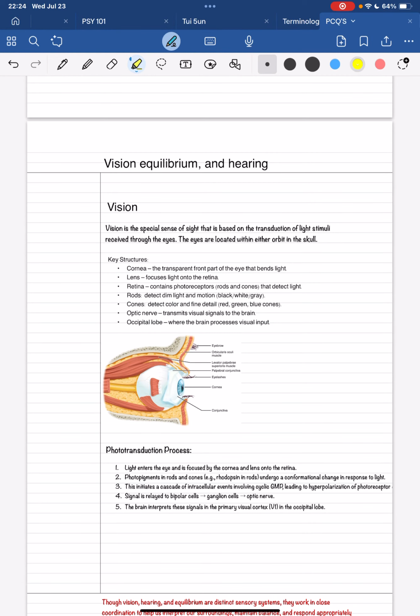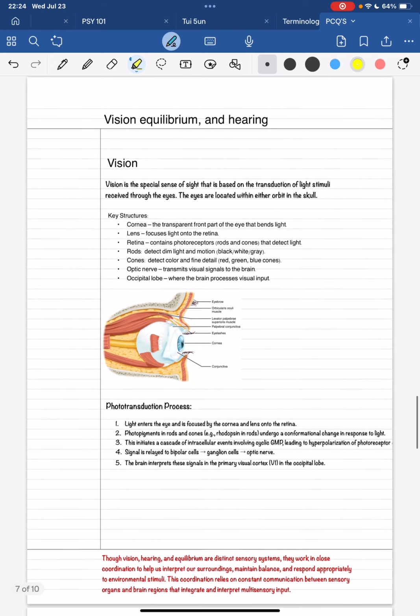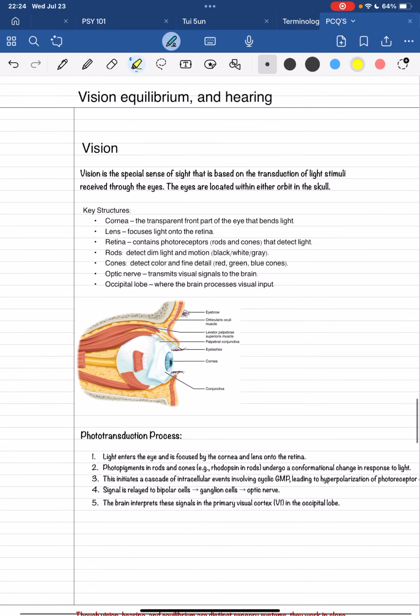For our final PCQ, I'll be covering vision, equilibrium, and hearing. Vision is the special sense of sight that is based on the transduction of light stimuli received through the eyes. The eyes are located within either orbit in the skull.